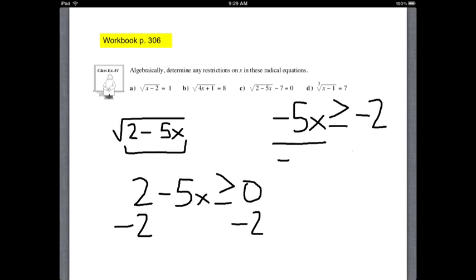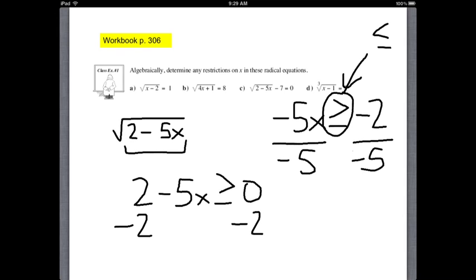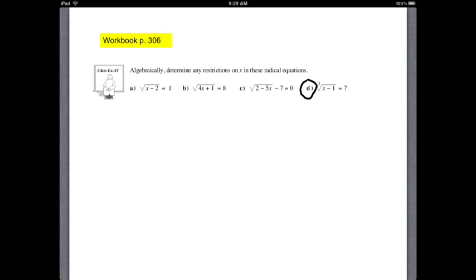Then we divide by negative 5 and divide by negative 5. The thing to note, of course, when you're dividing by a negative number, the inequality sign is going to flip, so you end up with less than or equal to. So you have negative 2 divided by negative 5, those cancel out, and what you're left with is x had better be less than or equal to 2/5.